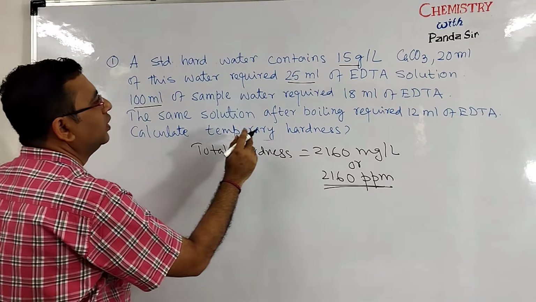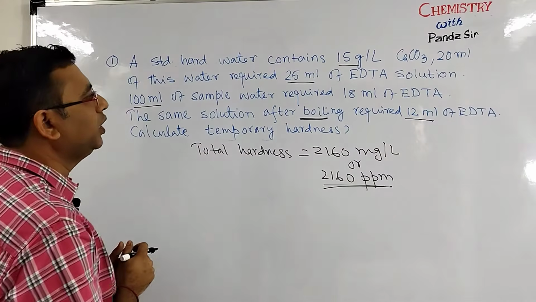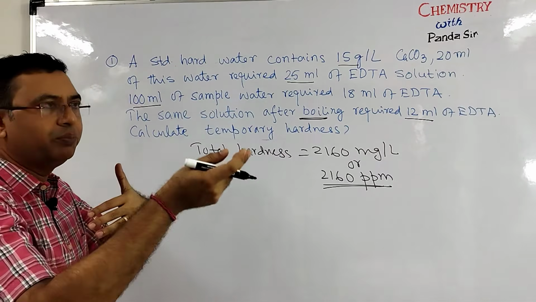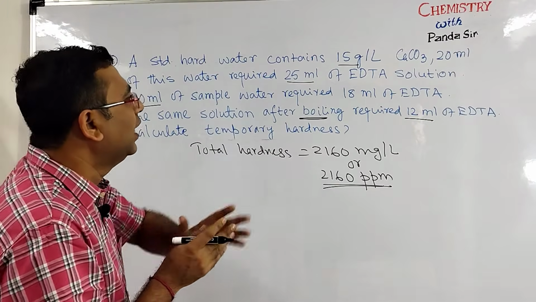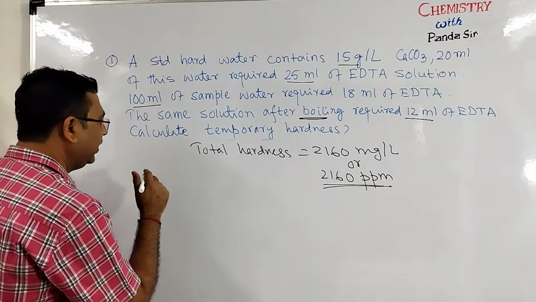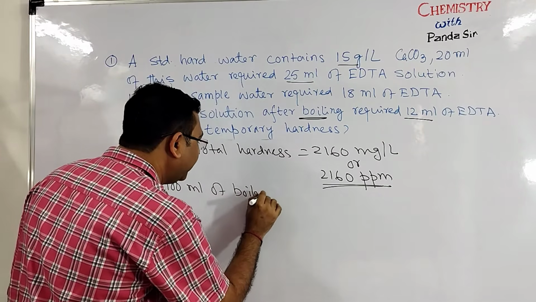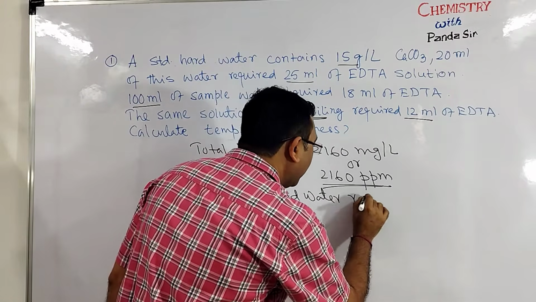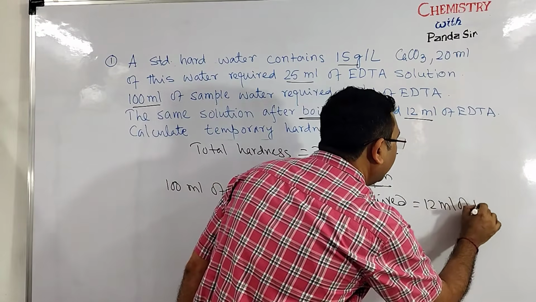Now we go for the same sample after boiling. This is where we are targeting boiling. After boiling, obviously we are talking about the permanent hardness, because by boiling you are removing the temporary hardness. Only the permanent hardness remains, and that is the reason you can see a smaller amount of EDTA is required for the titration. So can I write that 100 ml of boiled hard water required 12 ml of EDTA.